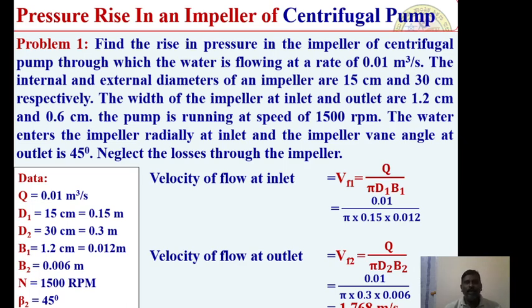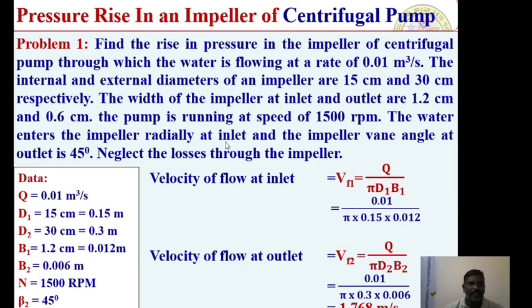Find the rise in pressure in the impeller of a centrifugal pump through which the water is flowing at a rate of 0.01 meter cube per second. The internal and external diameters of an impeller are 15 cm and 30 cm respectively. The width of the impeller at inlet and outlet are 1.2 cm and 0.6 cm. The pump is running at speed of 1500 rpm.